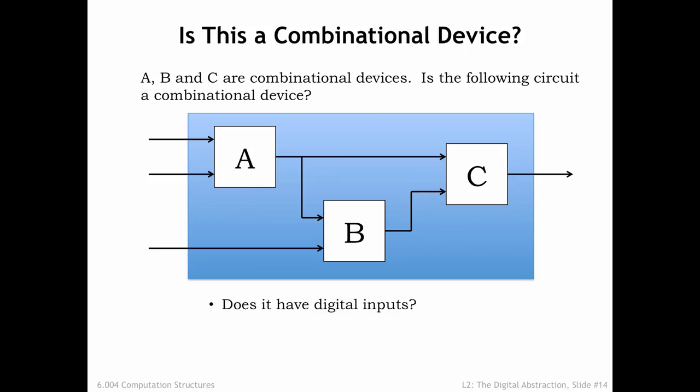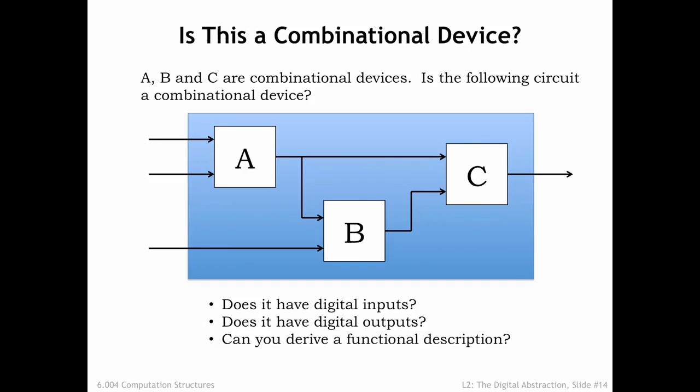First, does the overall system have digital inputs? Yes. The system's inputs are inputs to some of the component devices. Since the components are combinational, and hence have digital inputs, the overall system has digital inputs. In this case, the system is inheriting its properties from the properties of its components. Second, does the overall system have digital outputs? Yes, by the same reasoning. All the system's outputs are connected to one of the components, and since the components are combinational, the outputs are digital.